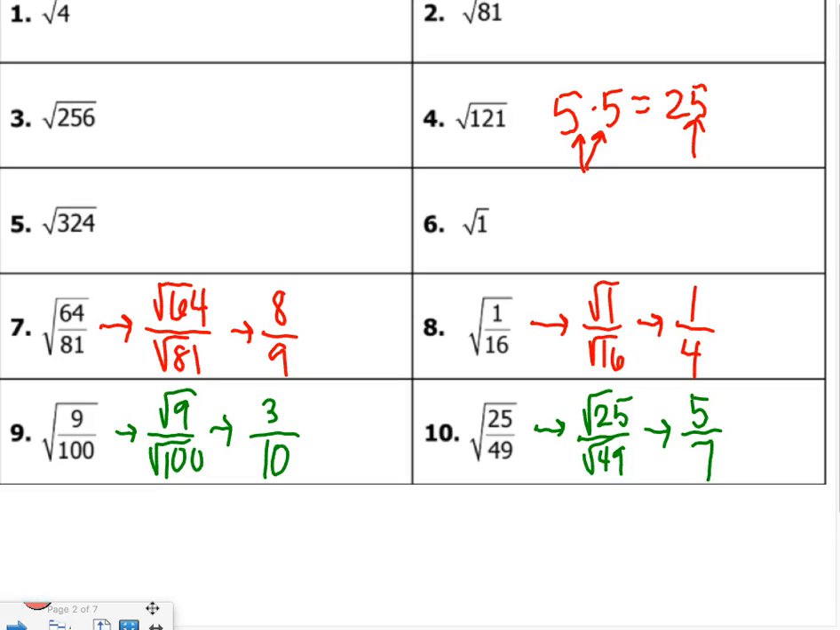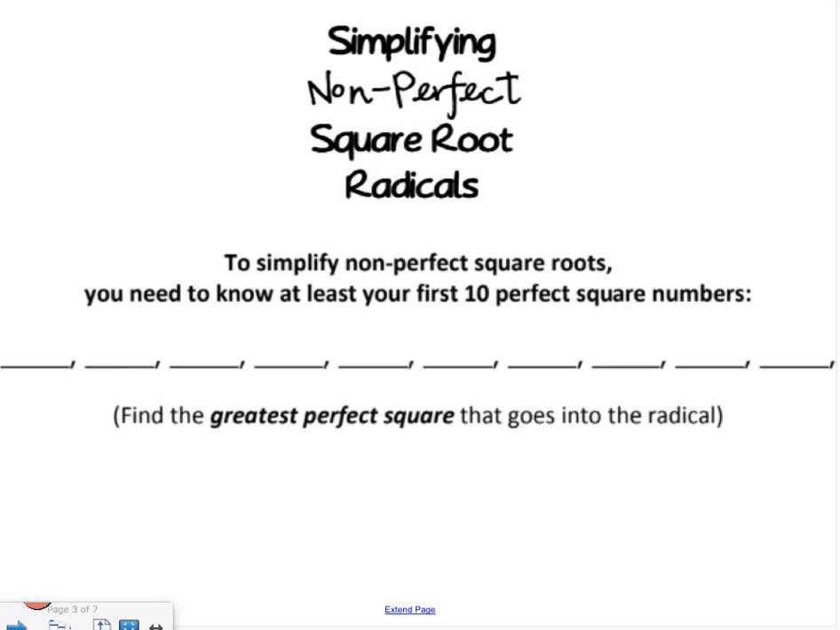Those ones are all pretty straightforward, because if you were to type those in your calculator, you would end up with whole numbers. If you notice, we got whole numbers on all of these. They're all whole numbers. So what happens, well, let's not get ahead of myself. Let's first read this. It says, to simplify a non-perfect square root, so that's when you would not get a whole number, you need to always list your first 10 perfect squares, because this will help you.